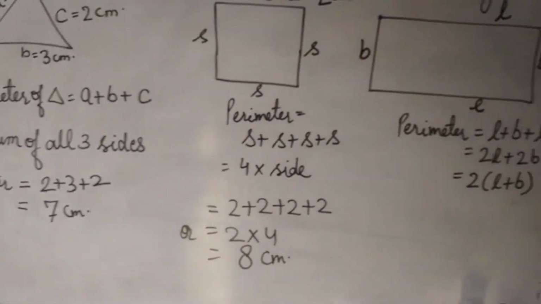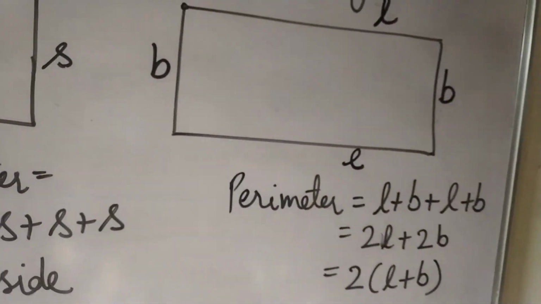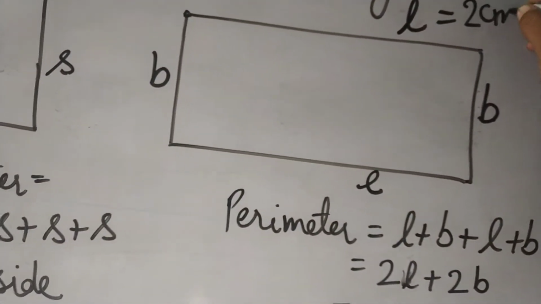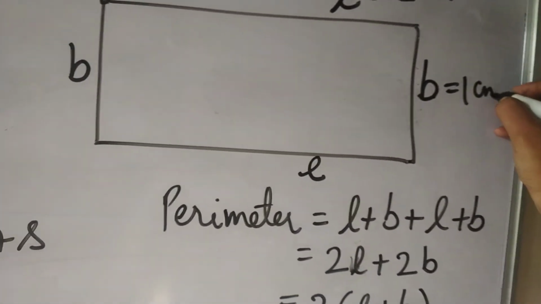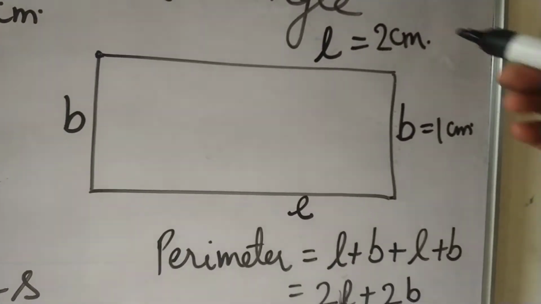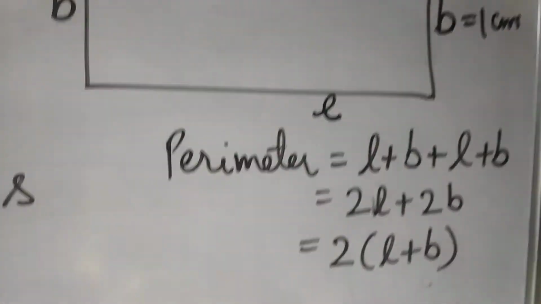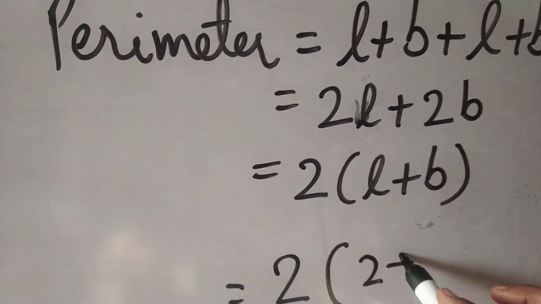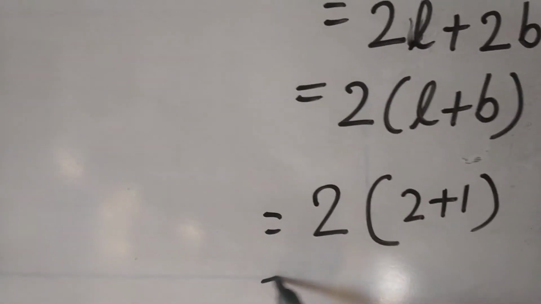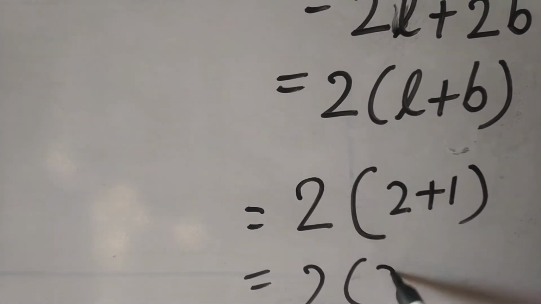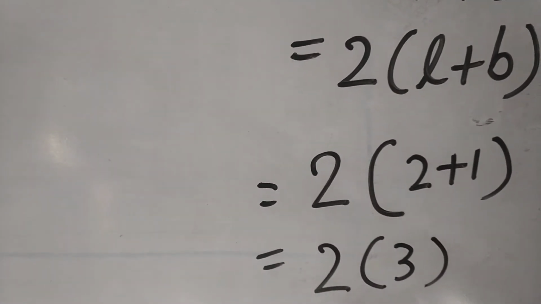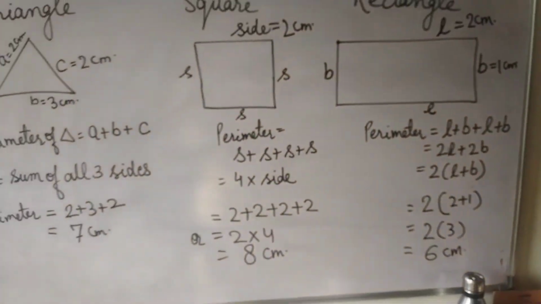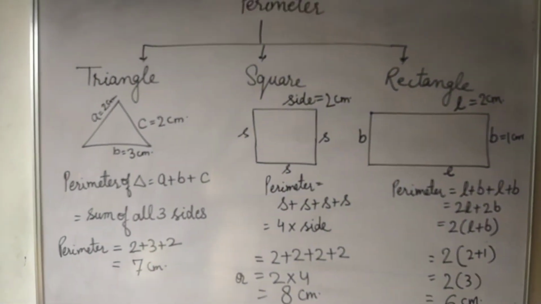Okay, children? Now let's take an example in rectangle. Suppose the length is 2 centimeter and the breadth is 1 centimeter. So I will put these numbers in this formula, that is 2 multiplied by length, 2 centimeter, plus breadth, 1 centimeter. So 2 multiplied by 3, 3 twos are 6 centimeter is the answer. So this is all about the perimeter of polygons.